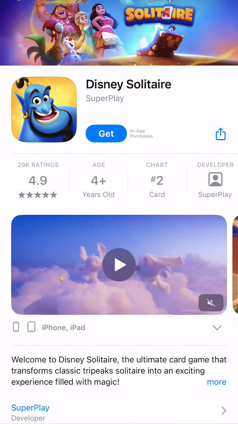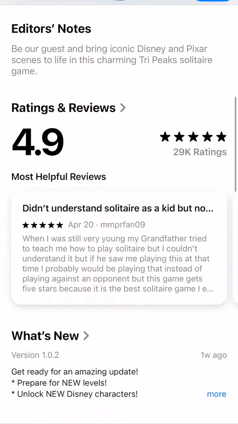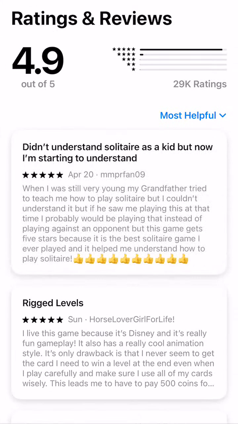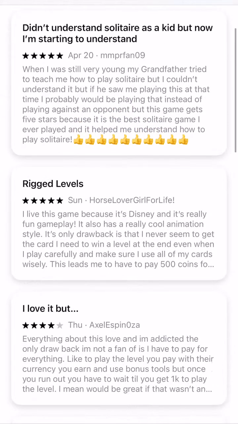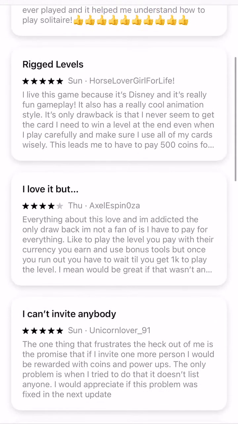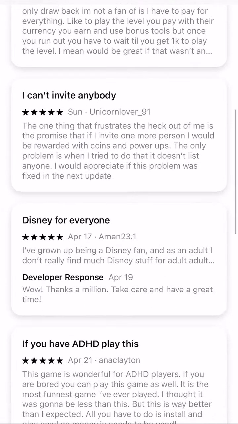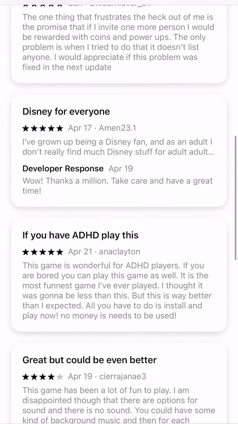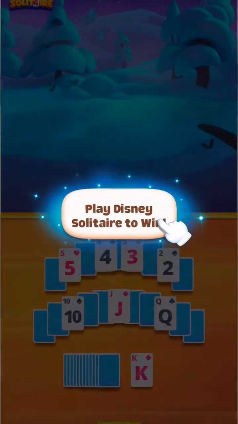You know what? Are there reviews? I just want to read the reviews. Okay, let's see. Didn't understand solitaire as a kid, but now I'm starting to understand. Rigged levels, I love it. Can't invite anybody. Disney for everyone. Don't find much Disney stuff for adults. Okay. If you have ADHD, okay, all right. Anyway.